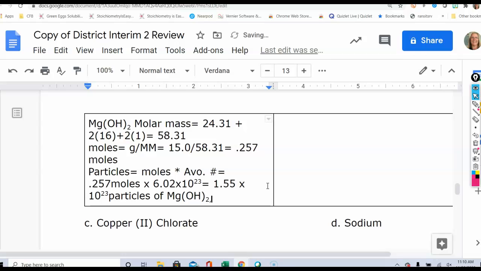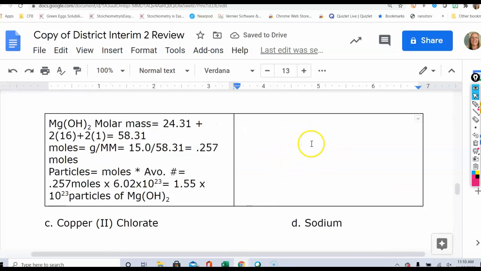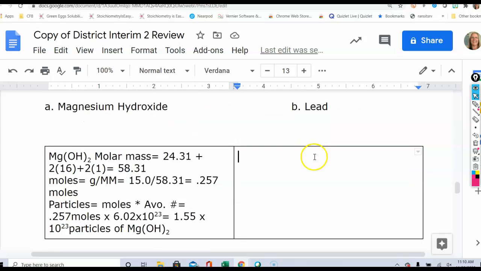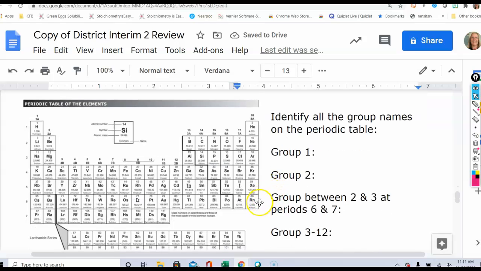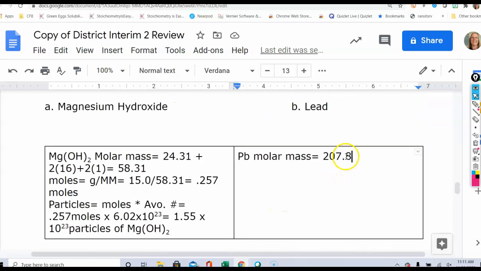All right, so go ahead and pause this video next to see how to do the next one. The next one is going to be for lead. And so lead, as you might know, is just plain old Pb. You know already that the molar mass for an atom is just its molar mass from the periodic table. So that is 207.8 if I'm not mistaken. So I'm going to actually go look at my Pb. It's 207.2. I was wrong. 207.2 is my molar mass, and the unit label is grams per mole.